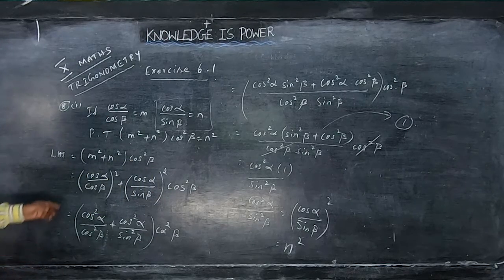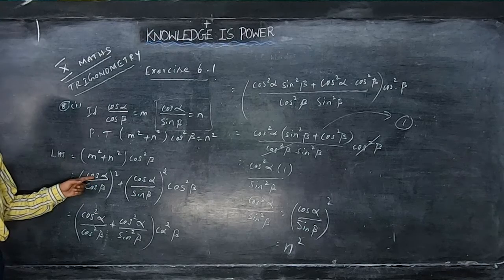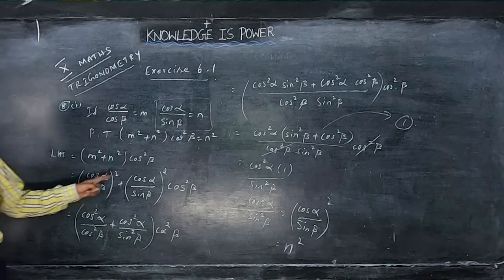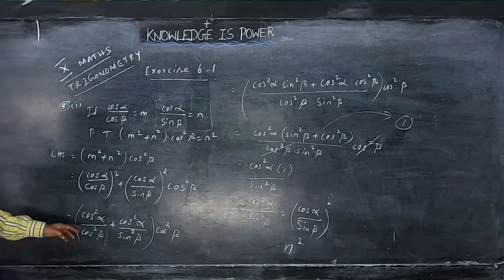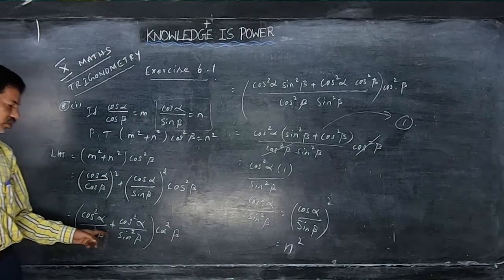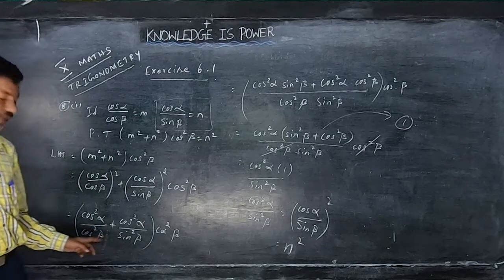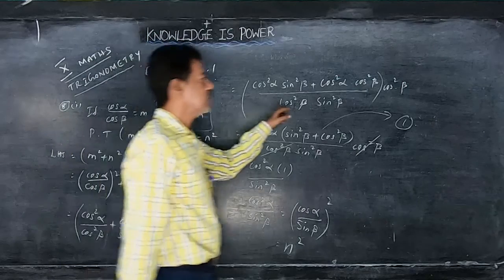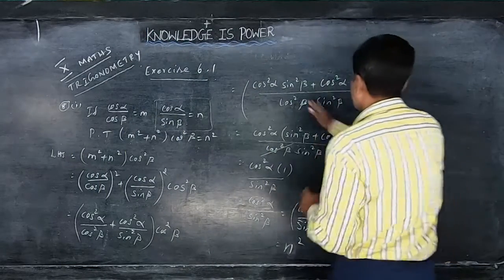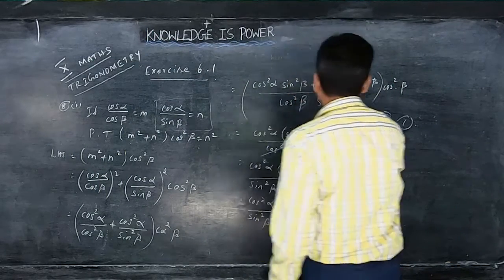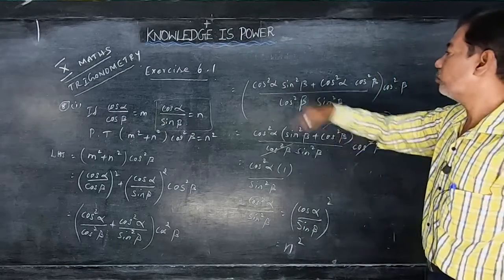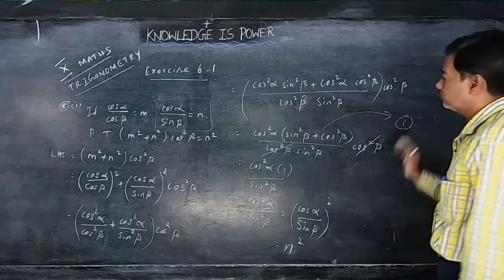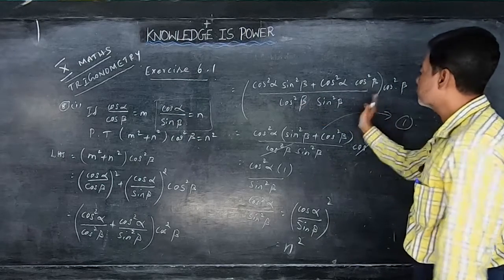Nothing is changed there. After this, you have to square this. The square will come inside in both places. So that is the next step. After this, you have to take the LCM. LCM means what will be there in the denominator? That will be considered the LCM: cos square beta and sin square beta. Then you have to do cross multiplication. So this will go here and this will come here. Other steps will be the same.